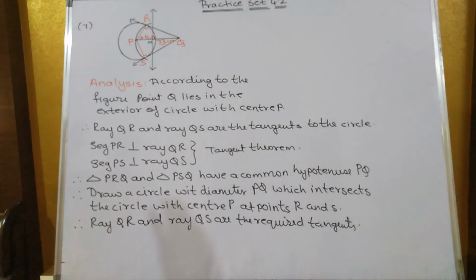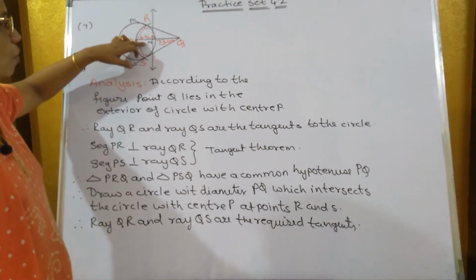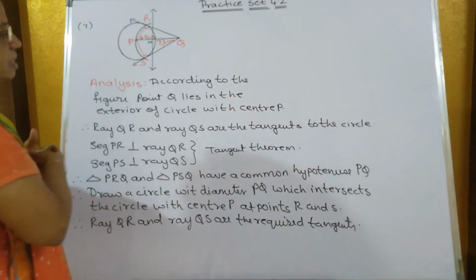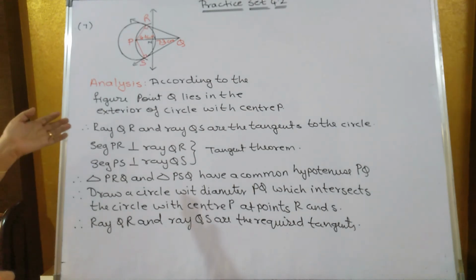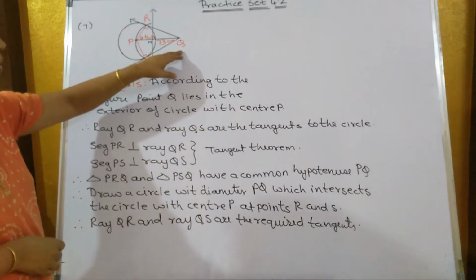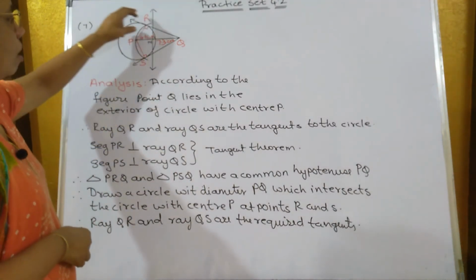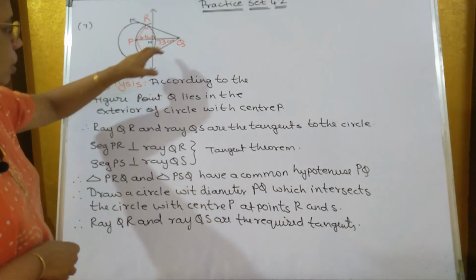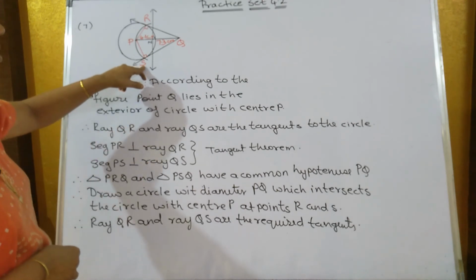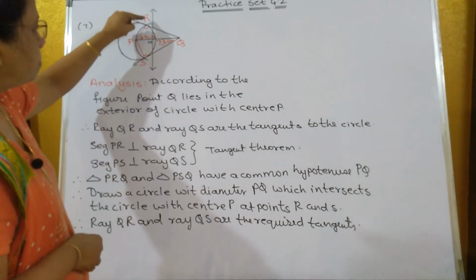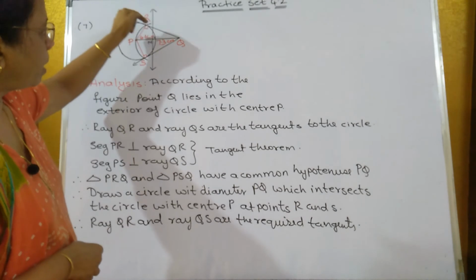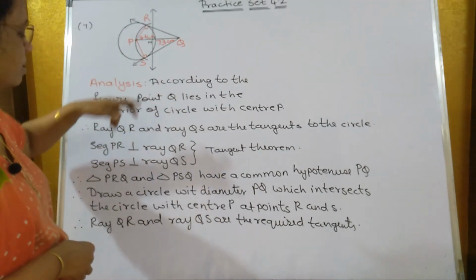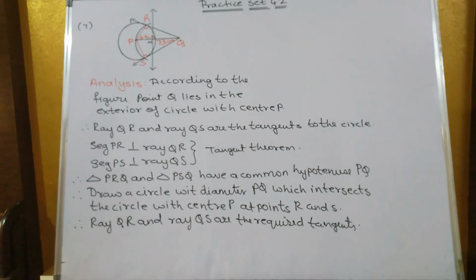Now sum number 7, over here the radius is 4.1 centimeter and the distance between PQ is how much? 7.3 centimeter. So the analysis will remain the same, only according to the figure point Q is in the exterior of the circle with center P, and ray QR and ray QS are the tangents to the circle, and segment PR is perpendicular to ray QR at the point R, and PS is perpendicular to ray QS at the point S.